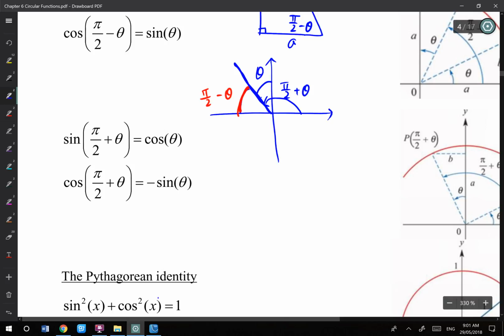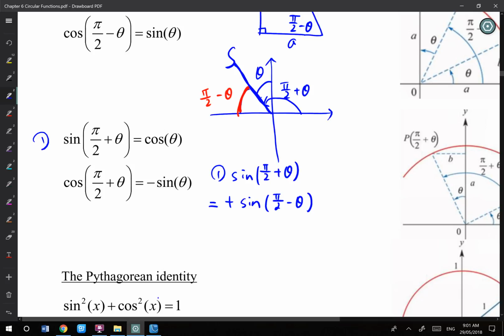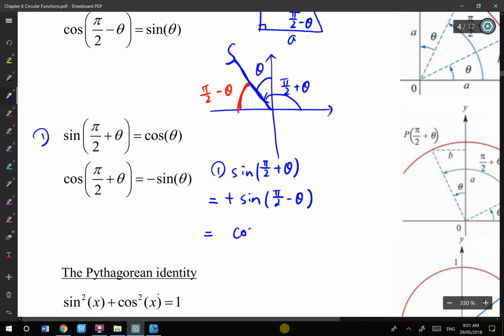So I'll show you the first one. Sine of pi over 2 plus theta. This is the sine quadrant. I can change that to the reference angle, changing the big angle into the reference. Because sine is positive here, I have positive. And you know sine of pi over 2 minus theta is cosine theta, that's what we get from the above equation. So that's why sine of pi over 2 plus theta equals cosine theta. Again, it's not a proper proof, but that's how you can remember it and get it done.